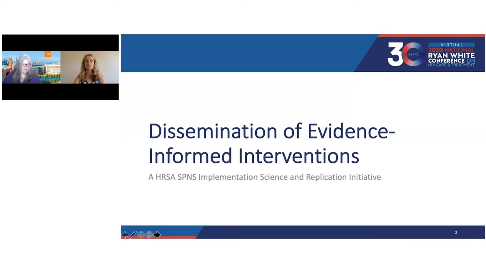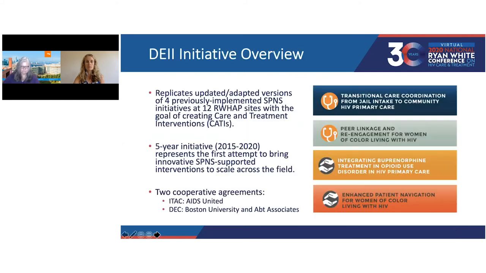Okay. So the Dissemination of Evidence-Informed Interventions Initiative is a HRSA SPINS Implementation Science and Replication Initiative. And what that means is it's a first of its kind implementation science study where we're looking at replicating four previously implemented interventions that have demonstrated effectiveness in linking and retaining people with HIV into care. So you can see on one side of our slide, the four interventions that we had been tasked with replicating.